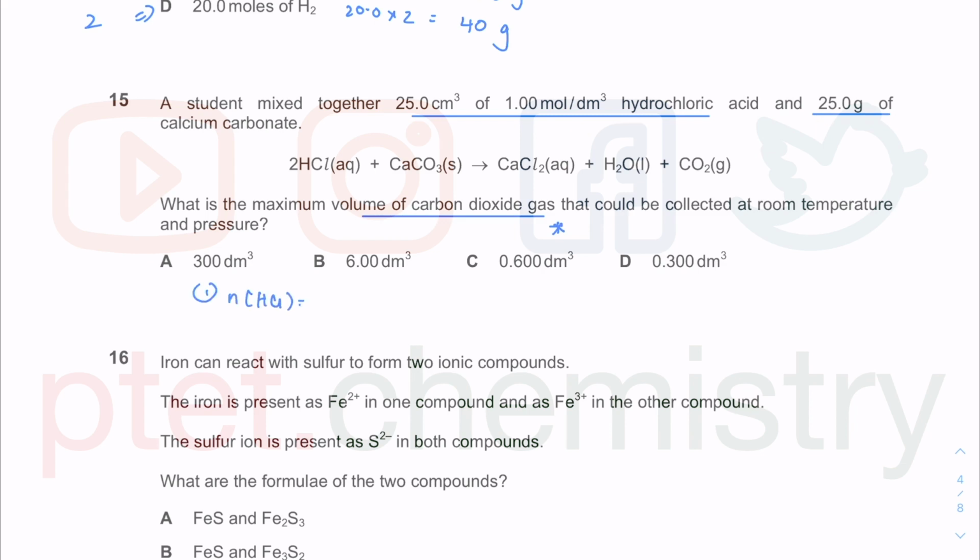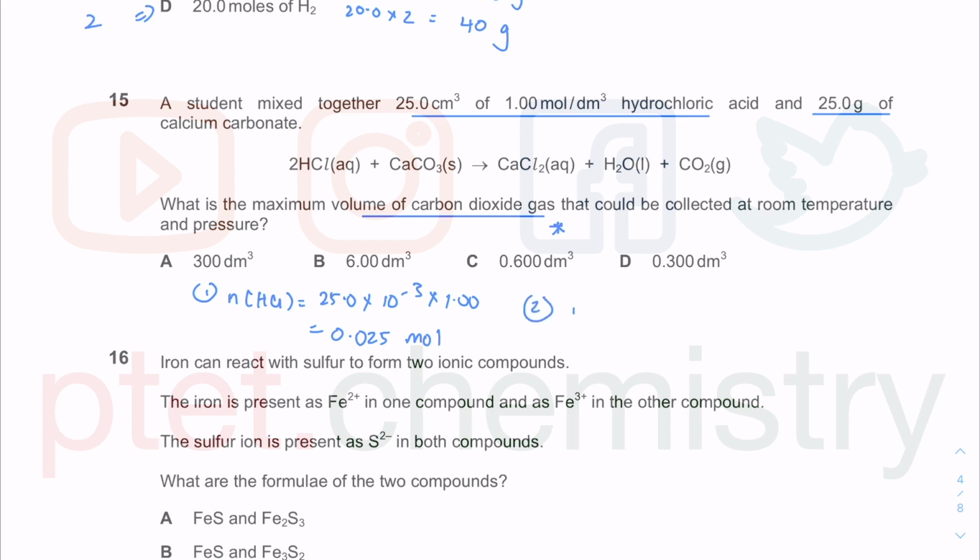So the mole of HCl is 25.0 times 10 to the minus 3. To convert it to dm cube, you divide by 1000, which is the same as times 10 to the minus 3. Something you would have known because you have watched my other tutorial and you have done the feedback and the corrections, of course. All right.